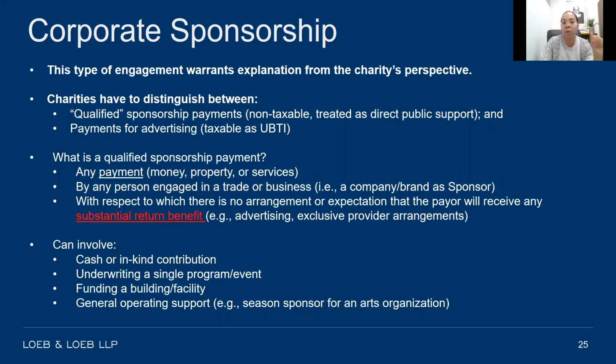Also, I want to point out corporate sponsorship agreements can involve cash, in-kind contributions, underwriting a single event, you know, the charity golf classic, funding the wing on the hospital, a building or a facility, or just general operating support, right? The season sponsor of the opera season. So we see all of these examples. Narissa, next slide, please.